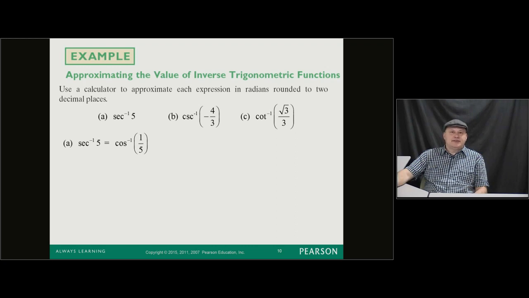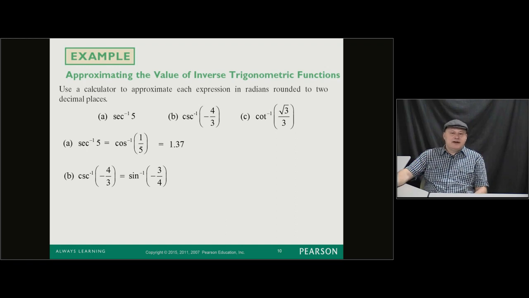So secant inverse of 5 is the same thing as the cosine inverse of 1/5, and using your calculator, that's 1.37. Now, a cosecant inverse of -4/3. The same thing as with the secant inverse: the argument has to be more than 1 or less than -1, and -4/3 does fit that bill. So cosecant inverse of -4/3 is the same thing as the sine inverse, because the reciprocal of cosecant is sine. So the cosecant inverse of -4/3 is the sine inverse of -3/4.